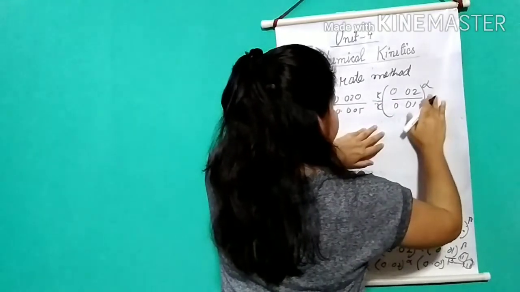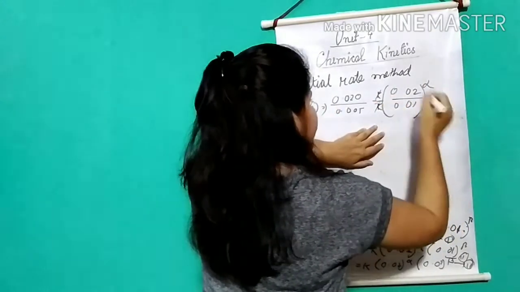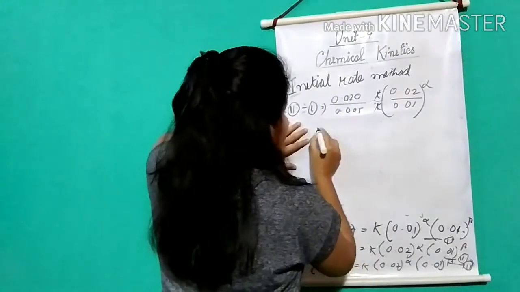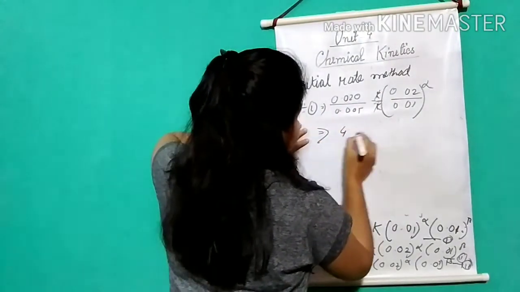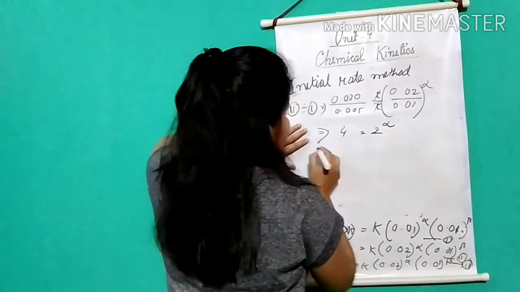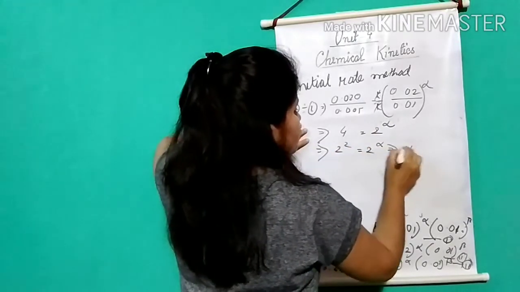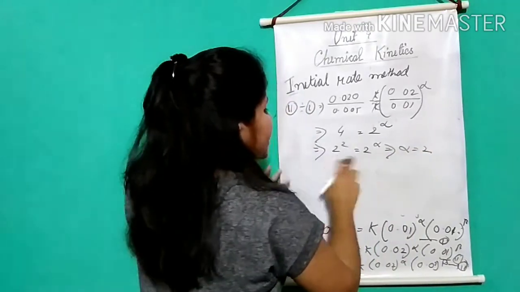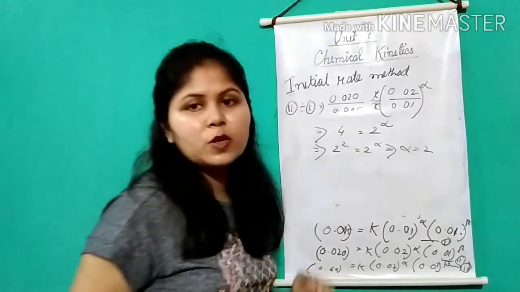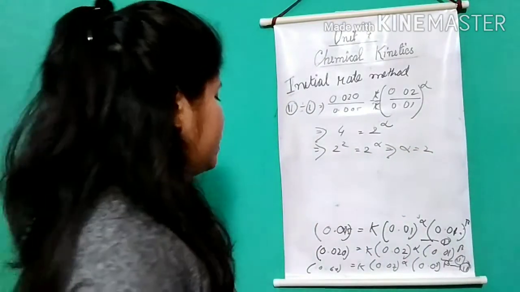K cancels out and the beta value cancels out. From this we will get 4. So 4 equals 2 to the power alpha, that is 2 squared equals 2 to the power alpha. Alpha equals 2, because as the bases are the same, the exponents will be equal.